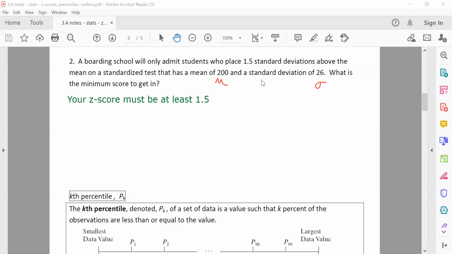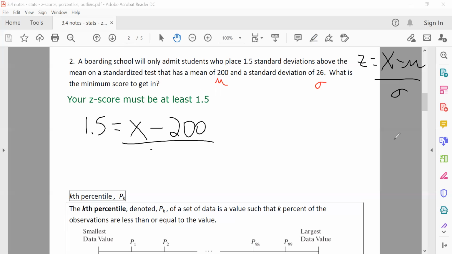So in other words, our formula, z equals x minus mu over sigma. We know what z is. It's got to be 1.5. We don't know what x is. That's going to be our unknown quantity. But I know that I can subtract off the mean of 200, divide by the standard deviation, which is 26. And so now I got to solve this for x.